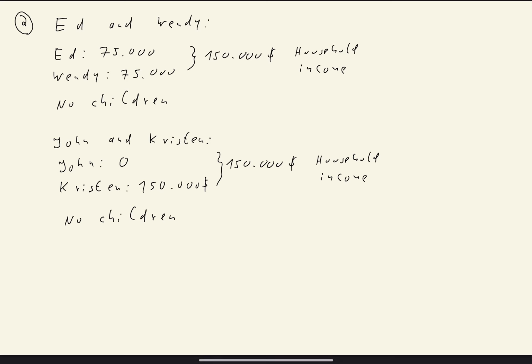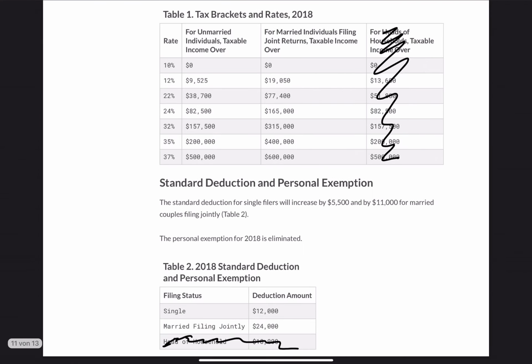So I summarized some of the information here already. We have Ed and Wendy. Ed is earning 75,000, Wendy is earning 75,000, so we have a total household income of 150,000. They have no children. For John and Kristen, John is earning $0, Kristen is earning $150,000. Therefore, the total household gross income will also be $150,000, and they do not have any children either. Now, here I screenshotted the tax brackets for the year 2018, and I crossed out what we won't be needing.